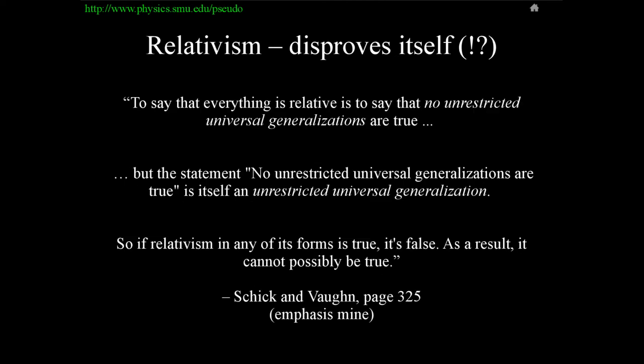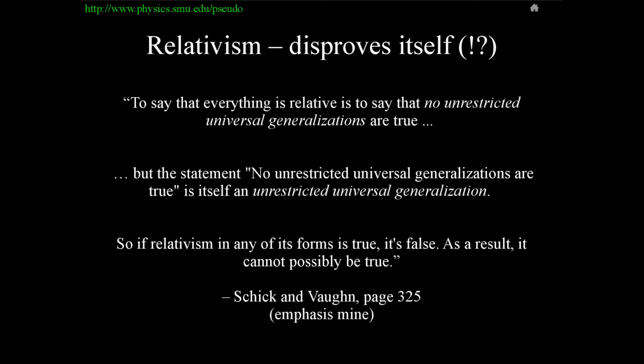Now, relativism has an interesting logical problem, which is that it actually disproves itself. Now, if you're a logic wonk, you'll enjoy this, okay? But if you're not, maybe you'll start liking logic because of this. So this is from Schick and Vaughn, which is a book we have routinely used for the course, but we're not using it this semester. But if you take a look at it and flip to page 325, I put emphasis in where I think things are key here. They have a pretty condensed version of this.